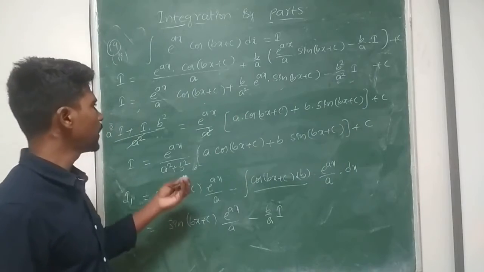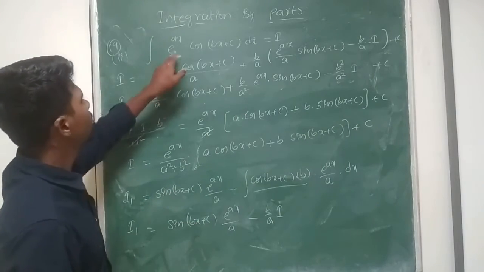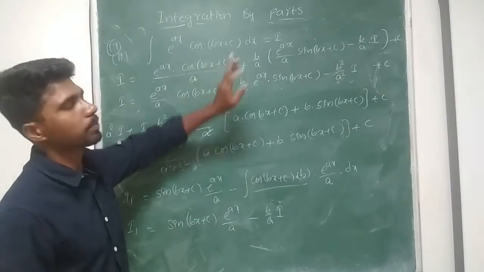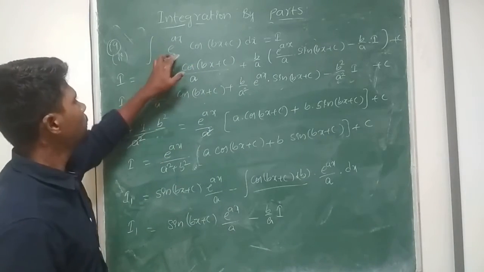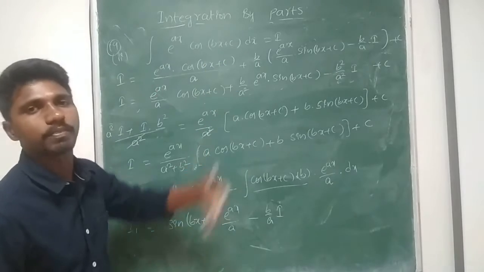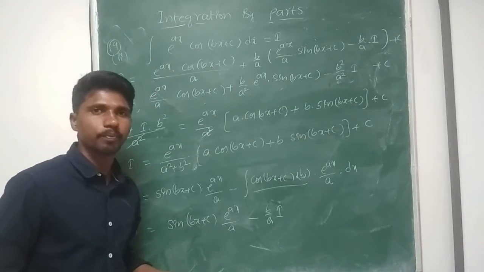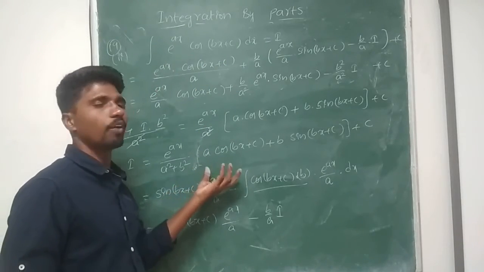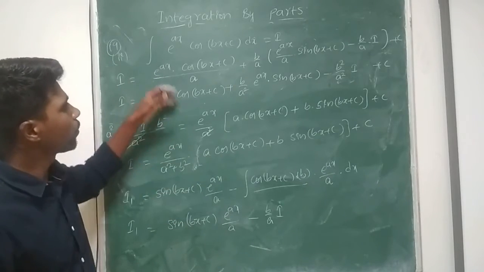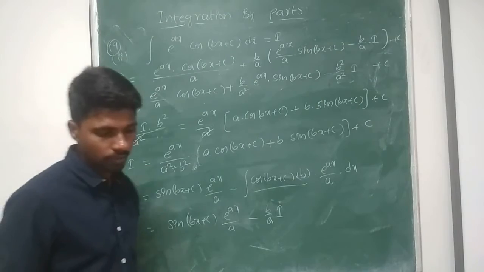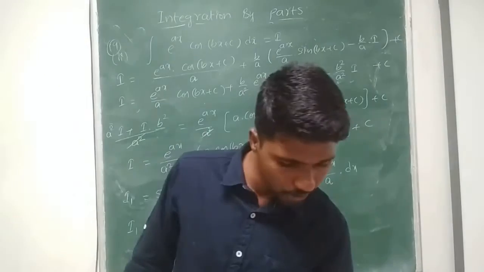In these places we can take values like e power x cos(2x plus 3), e power x sin 2x, e power 10x cos(3x plus 5). So many problems. This can be used as a formula and you can substitute directly to get the answer. Otherwise, you can follow the procedure to get the answers. Okay. Next question.